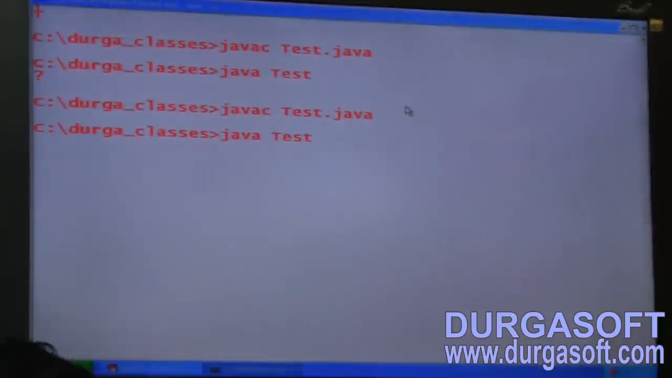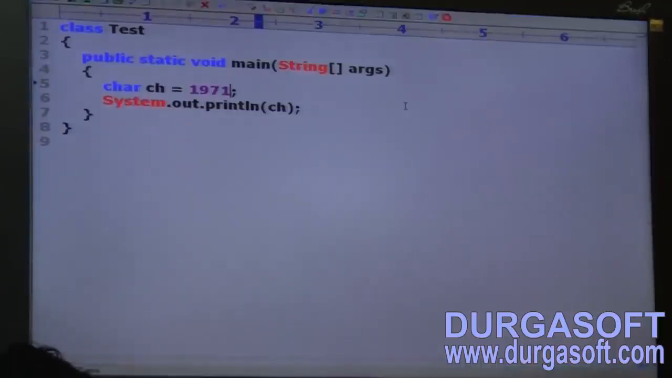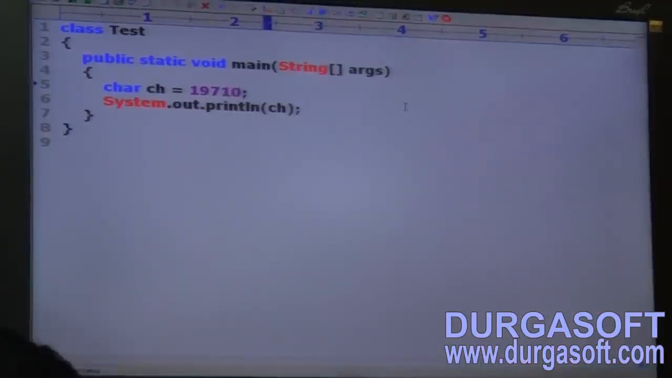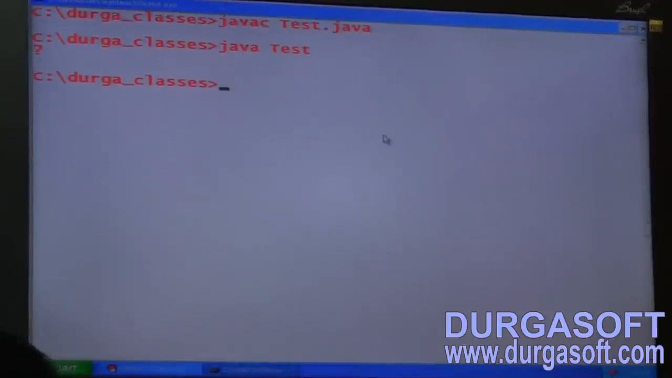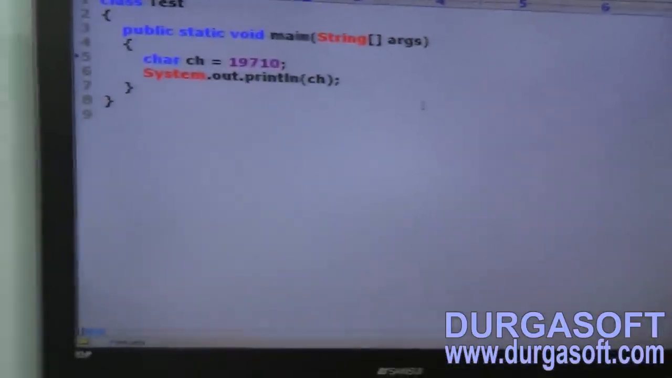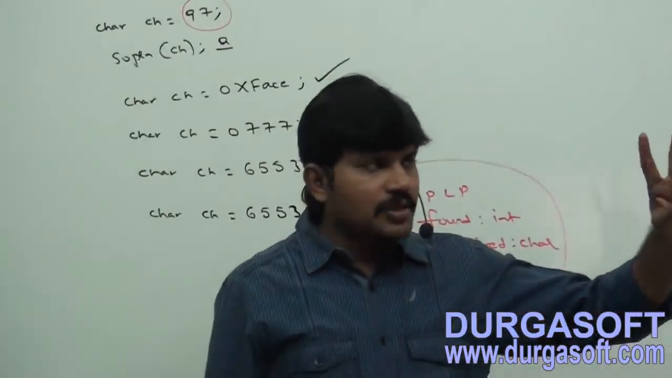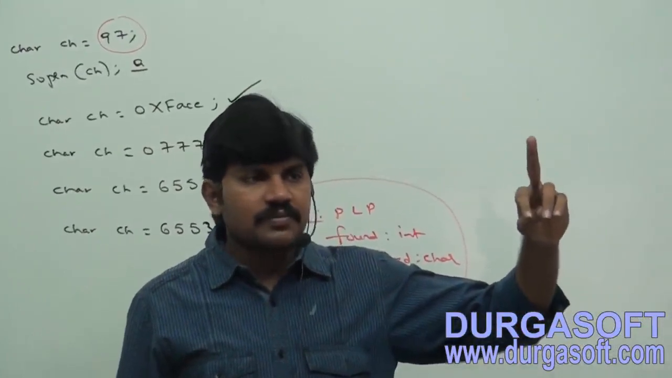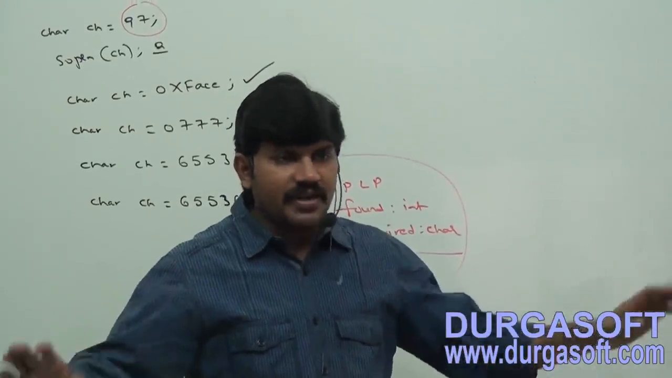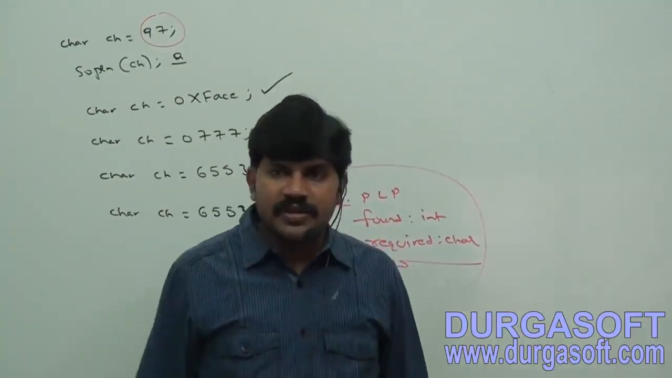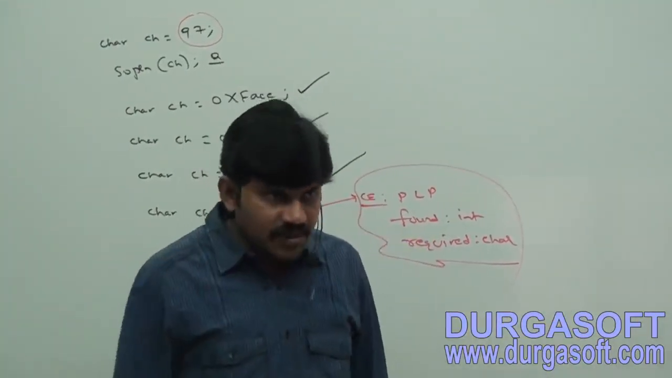1971, same question mark. 19,710, what is the answer? Same symbol, question mark only we are going to get. Sir, why are we getting the question mark symbol? What is the reason? There are two options. Option 1: the corresponding character is not available or not defined. So there is no character associated with 1970 or 1971.